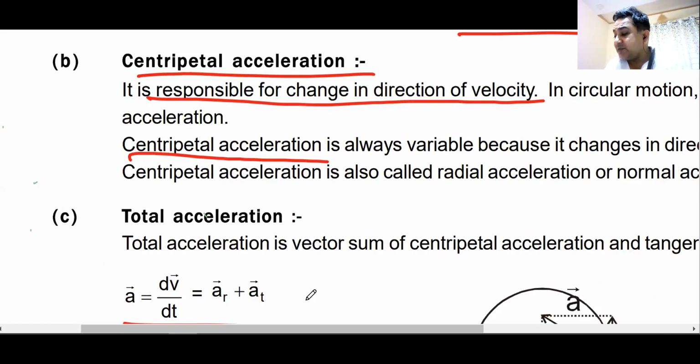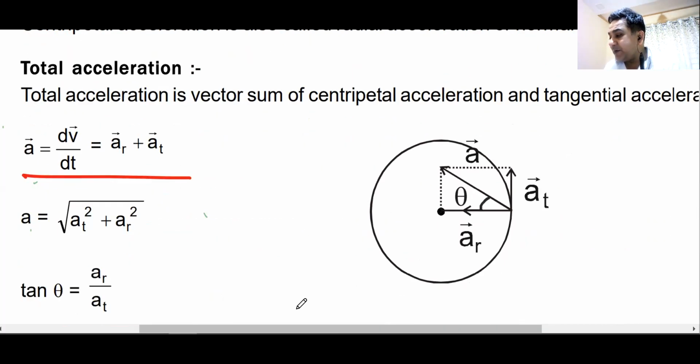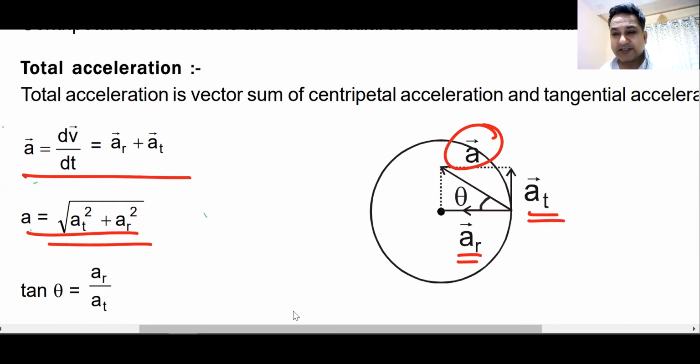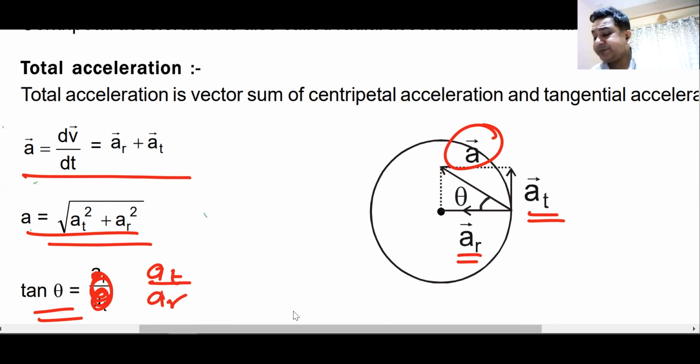Total acceleration, as I said, is this. Both are perpendicular to each other, as you can see in the diagram. This is AR or AN or A centripetal. This is AT or A tangential. Total acceleration is like this. The value of total acceleration is under root of AT square plus AR square. The angle that it makes with the x-axis, which is AR, should be AT by AR. It's written wrongly here. Do we understand this?